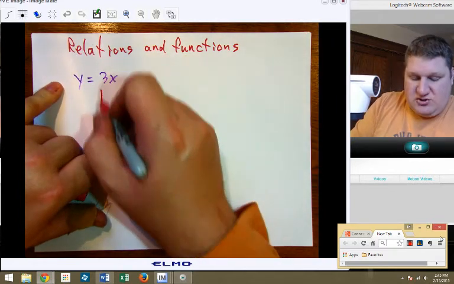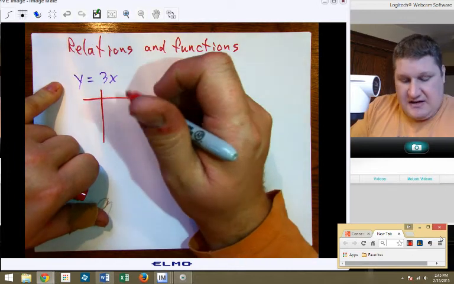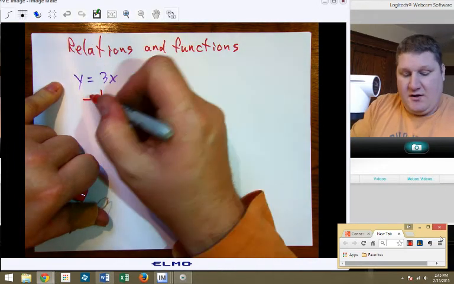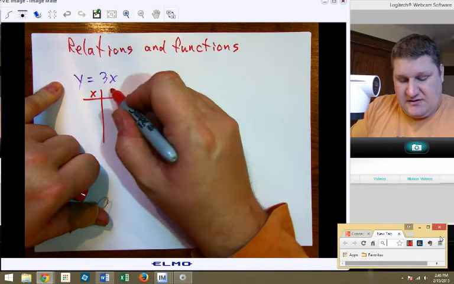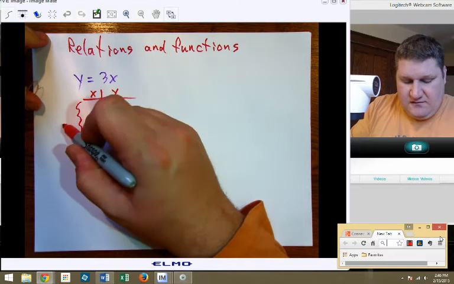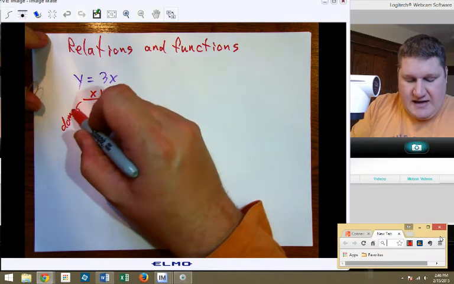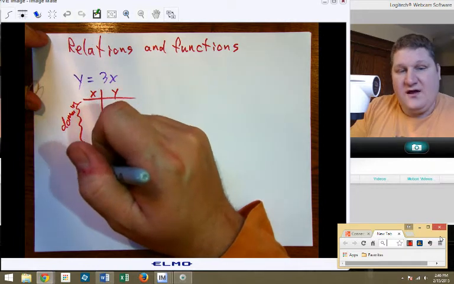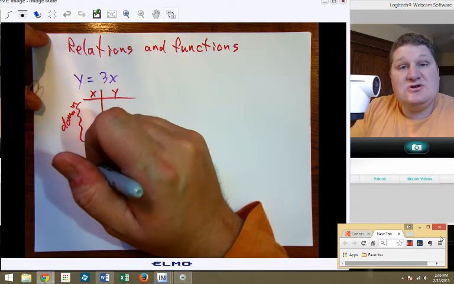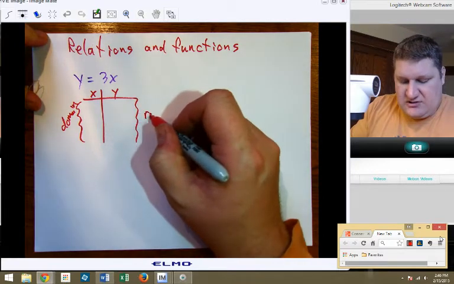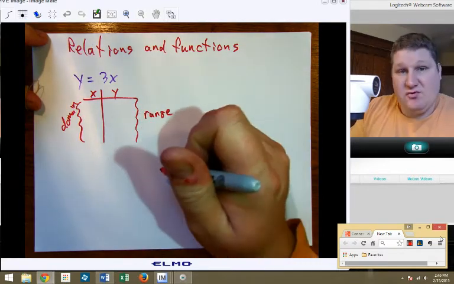Now, to show a relationship, I can make a t-table. The reason we call it a t-table is because I draw a giant T. On this side, I'm going to put x, and on this side, I'm going to put y. Now, these x values, these are called my domain. My domain. The things that I can control. If things are in my domain, they're things I'm in charge of. Versus this side over here, which is going to be called the range. So I have domain and range.